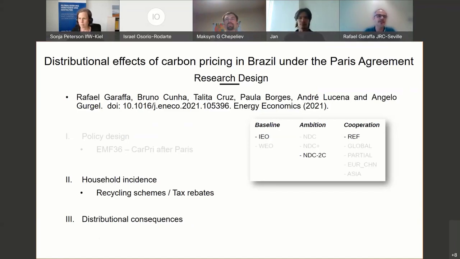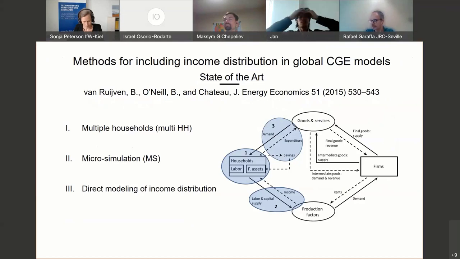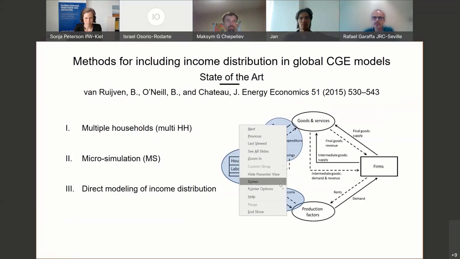Thanks. And of course, we are mostly interested in discussing the distributional consequences of this design. So I'd like to start with a brief overview by Bas, Brian, and Jean Chateau in the Energy Economics 2015 paper, where they briefly summarized the methods for encoding income distribution in global CGE models, which is our case here in the EMF 36 setup. I would like to start with this figure here on the right. Maybe I can use this pointer option here.